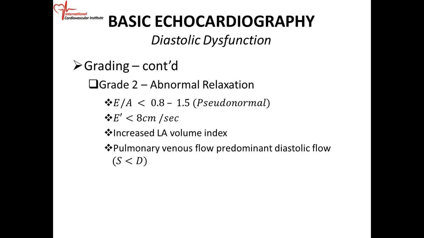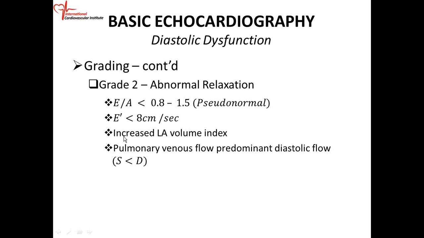But the key is when you do your tissue Doppler imaging, the medial E prime is less than 8 centimeters per second. It's not normal to have an E prime which is less than 8 centimeters per second. It is not normal. So if the E prime is less than 8 centimeters per second, the patient has diastolic dysfunction. So with grade 2 or pseudonormal, the E is usually greater than the A. The E prime, of course, has to be less than 8 centimeters per second.